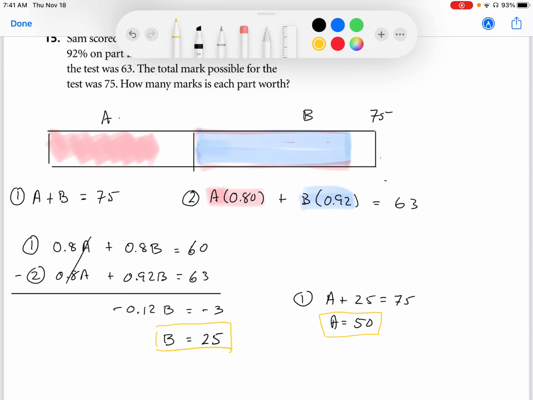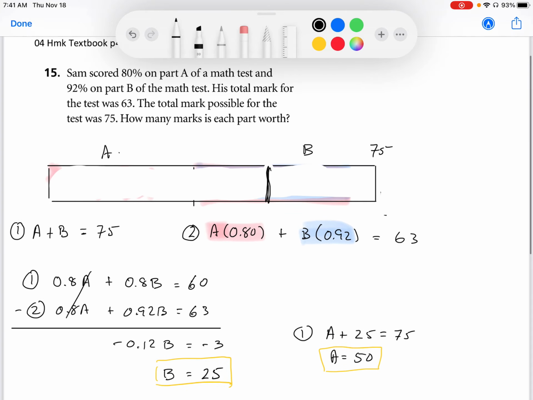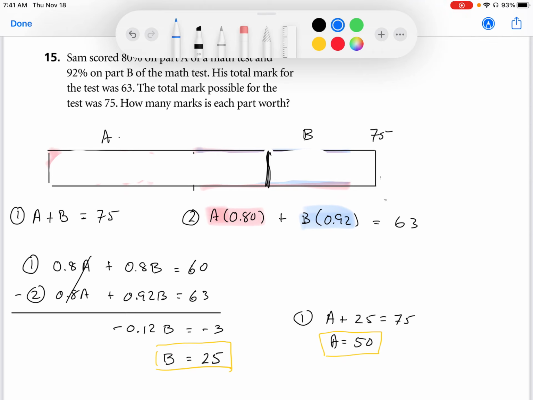Now, just to check to see that this actually makes sense, the way I drew this is quite poorly done. So I want to redo this. Okay, so there's my whole bar. In this case, B was a smaller part, wasn't it? Okay, so B is going to represent 25 out of the 75 marks. So maybe right about there. So 25 out of 75 marks. And for part B, we ended up getting 92%. So the 92%, we're going to shade 92% of this bar. Maybe that's right about to there.